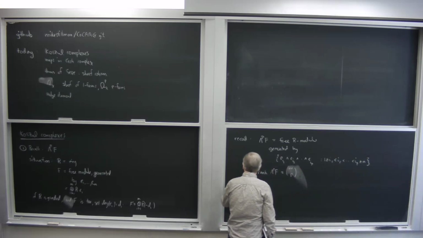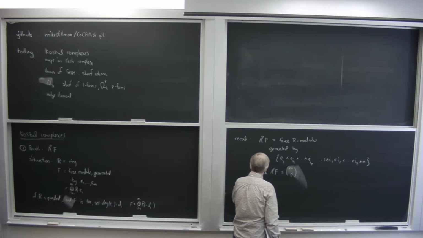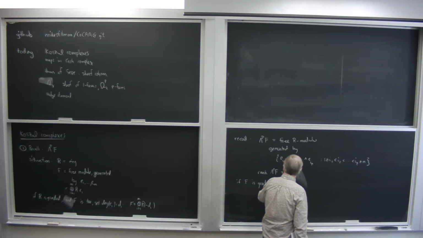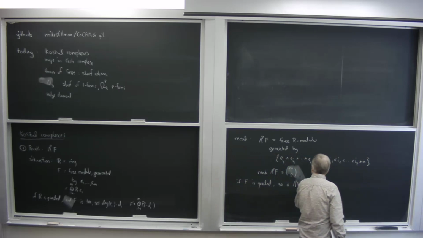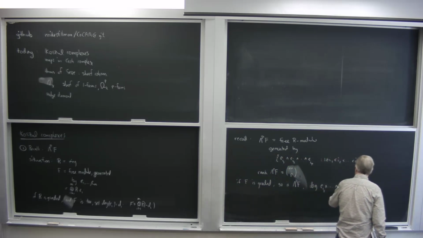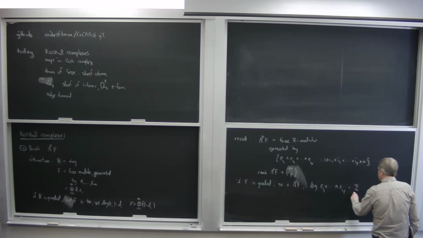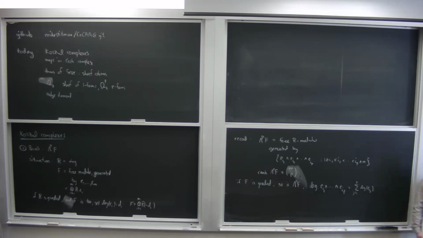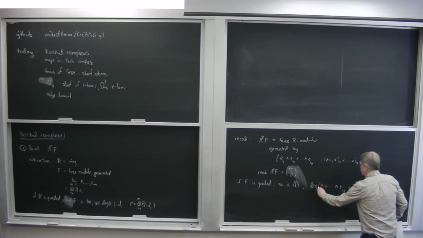If F is graded like above, then so is wedge P of F. The degree of e_{i_1} wedge through e_{i_P} is just the sum over j equals 1 to P of the degree of each e_{i_j}. When you multiply things together, the degrees add.